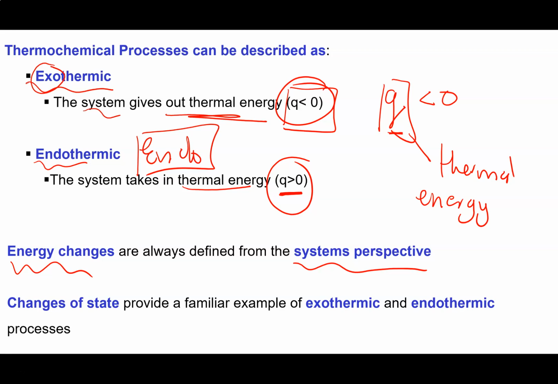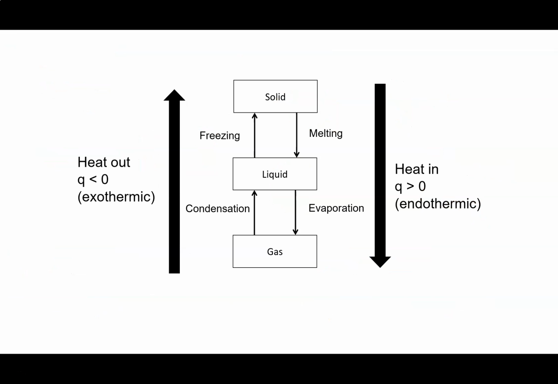A good way of illustrating this and getting your head straight about these types of changes is looking at changes of state, because it's very obvious to us whether these things are exothermic or endothermic. We'll look at the three common changes of state, changes from solid to liquid to gas and vice versa. If I move from a solid to a liquid, we call that process melting, and it's probably pretty obvious to you that I have to put heat in to make that happen. That is, melting is an endothermic process.